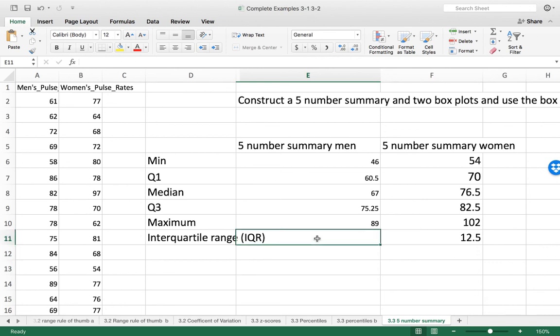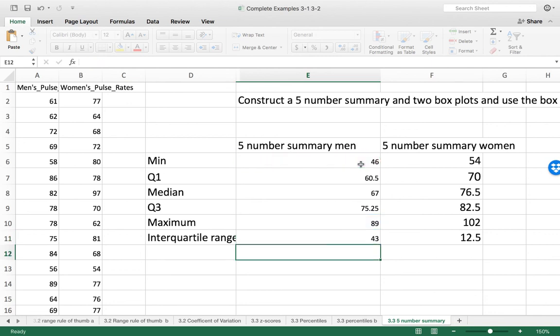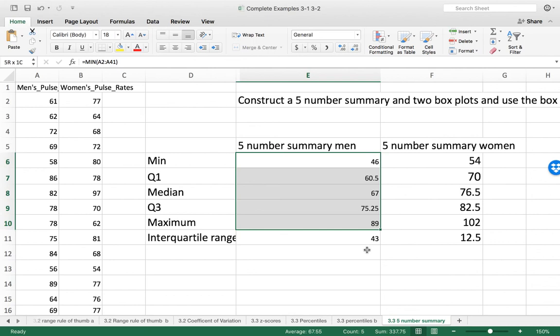So let's go ahead and find the interquartile range. That is the maximum minus the minimum, is 43. Okay, so there you have your 5-number summary. That doesn't include the interquartile range. So this right here is the 5-number summary for the men.